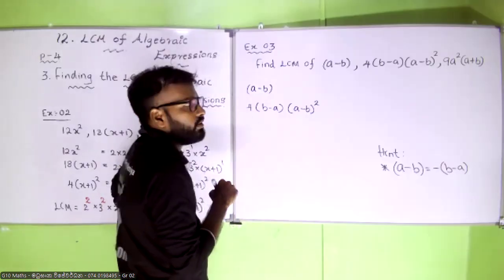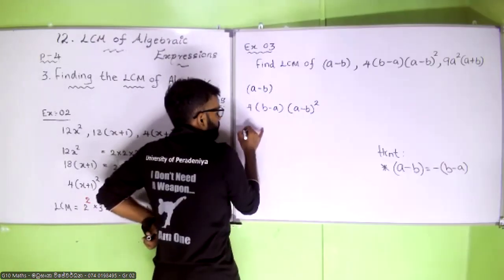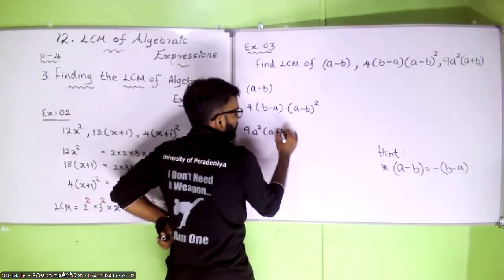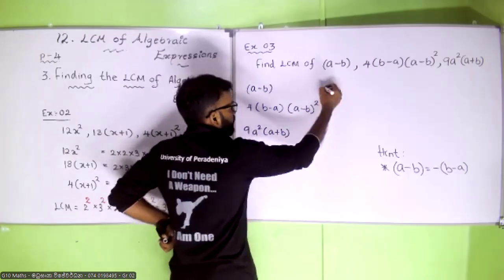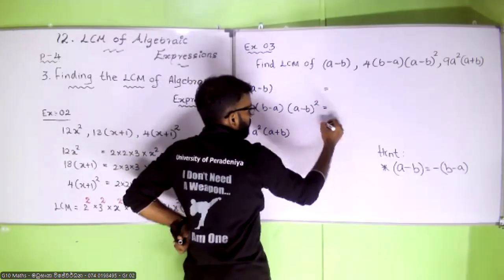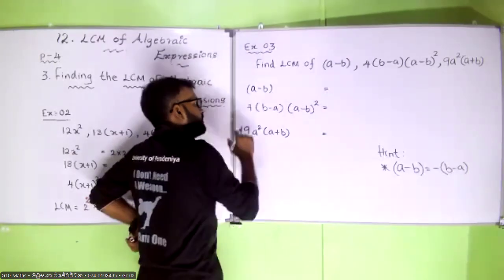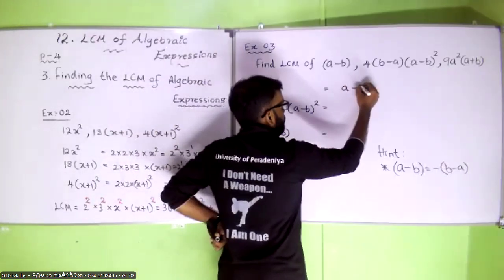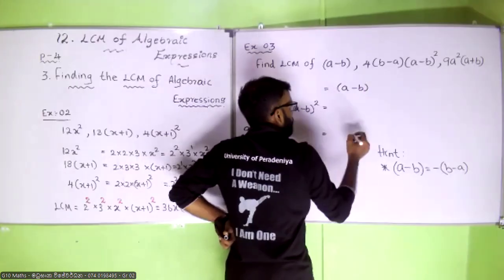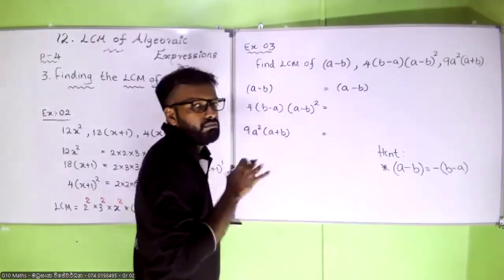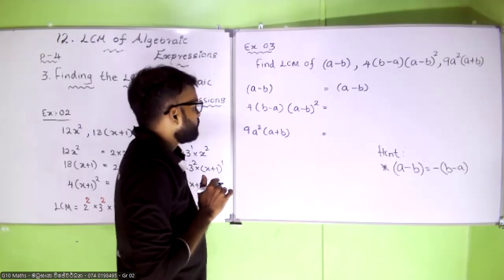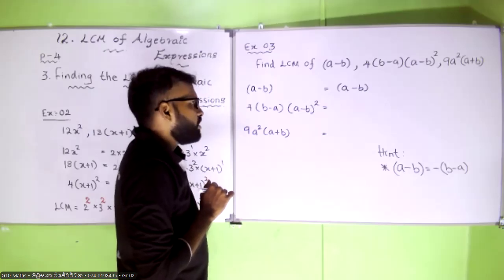Right? You know that. Then next one, a to the power 2, a plus b. So this is a single factor, so no need to deal with this anymore. Okay. Then what are you going to do?